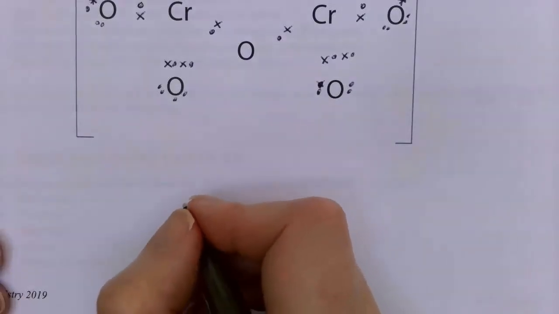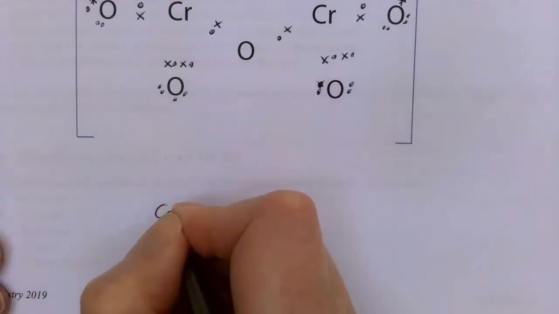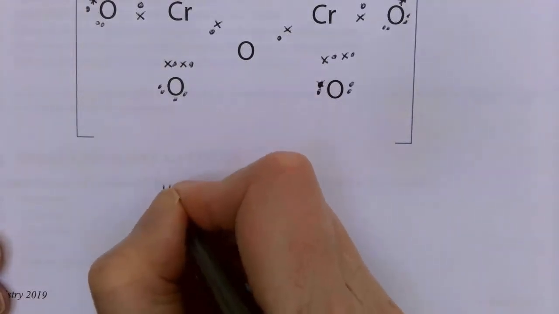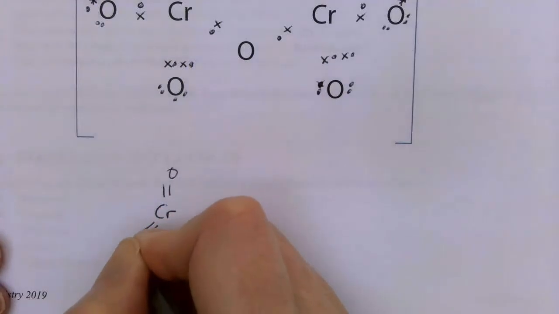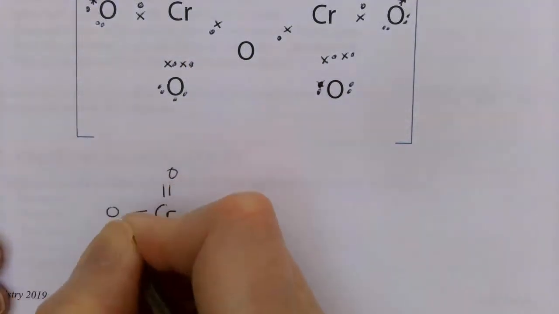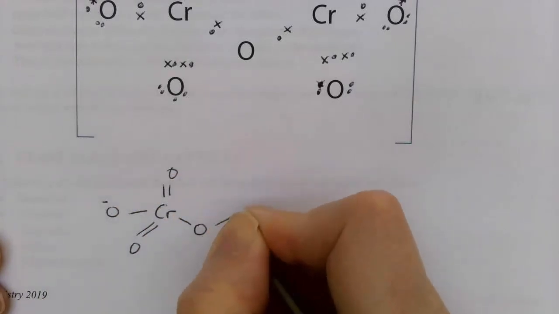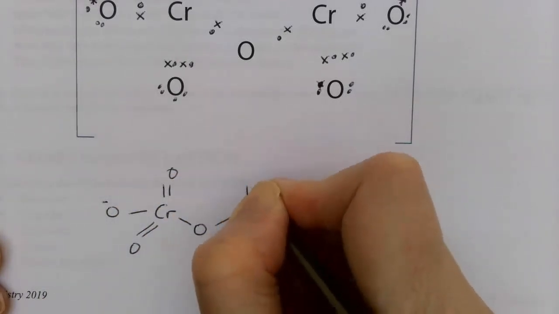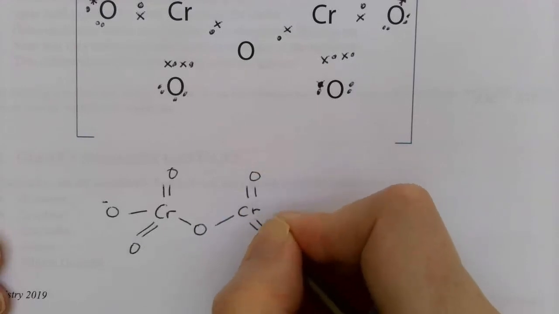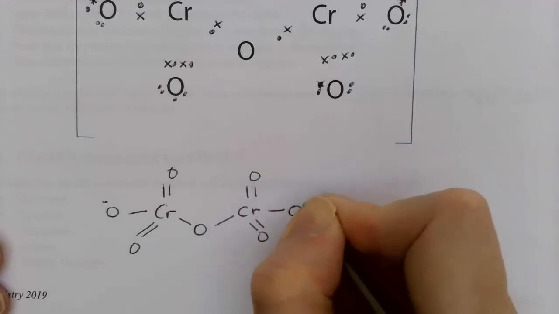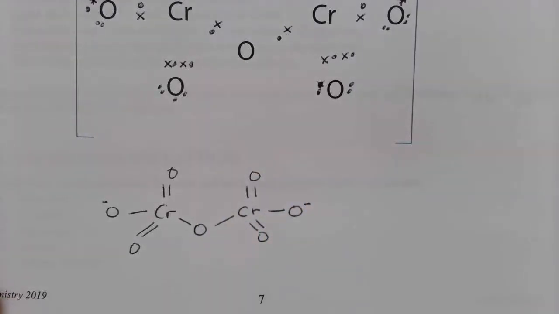So if we think about the stick diagram for this, you've got chromium double bonded to two oxygens, and a single bond to the oxygen with the negative charge on it. We've got our linking oxygen through to the other side, double bond, double bond, single bond with a negative charge. Sometimes it's easier to draw the line diagram first and then turn it into a dot cross diagram.